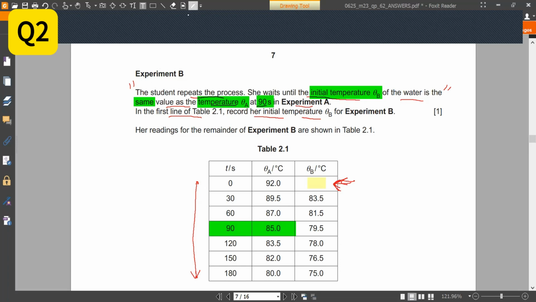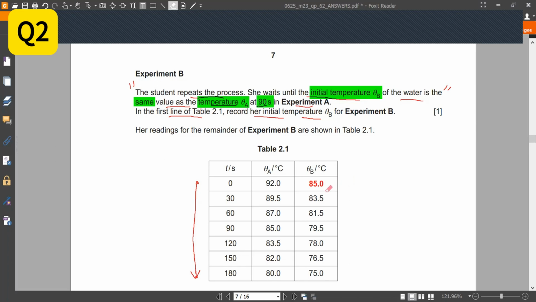So we want to control the initial temperature for experiment B at 85. That is the idea for this question. So our answer here will be 85. That's the idea.